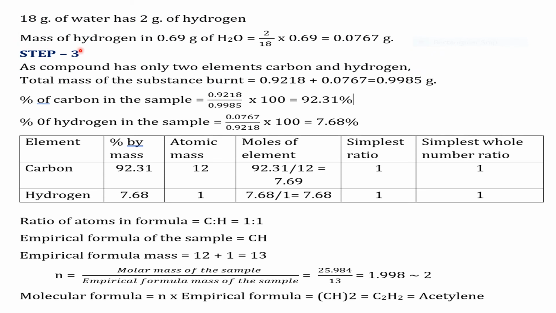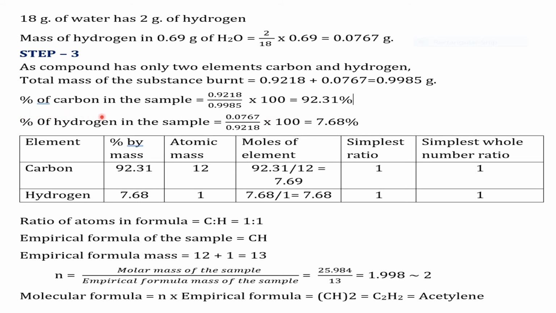Similarly, mass of hydrogen in 0.69 gram of water is 0.076 gram. Now in step 3, let us find the empirical formula. As the compound has only two elements, that is carbon and hydrogen, the total mass of the substance burnt is equal to mass of carbon plus mass of hydrogen, which is equal to 0.9985 gram.